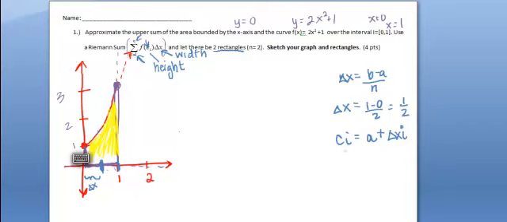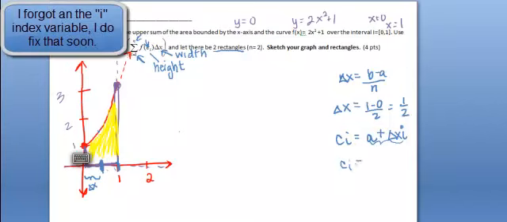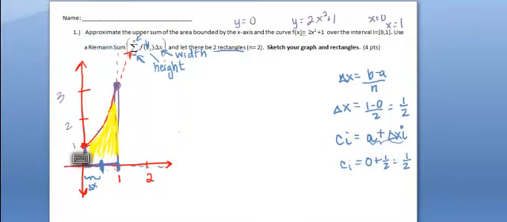And what you'll see is c sub i is directly related to delta x. This is kind of a general formula that you can use. So in this particular instance, c sub i is equal to 0 plus 1/2. So in other words, it's just going to happen every 1/2 of the way is where we're going to be calculating the heights.